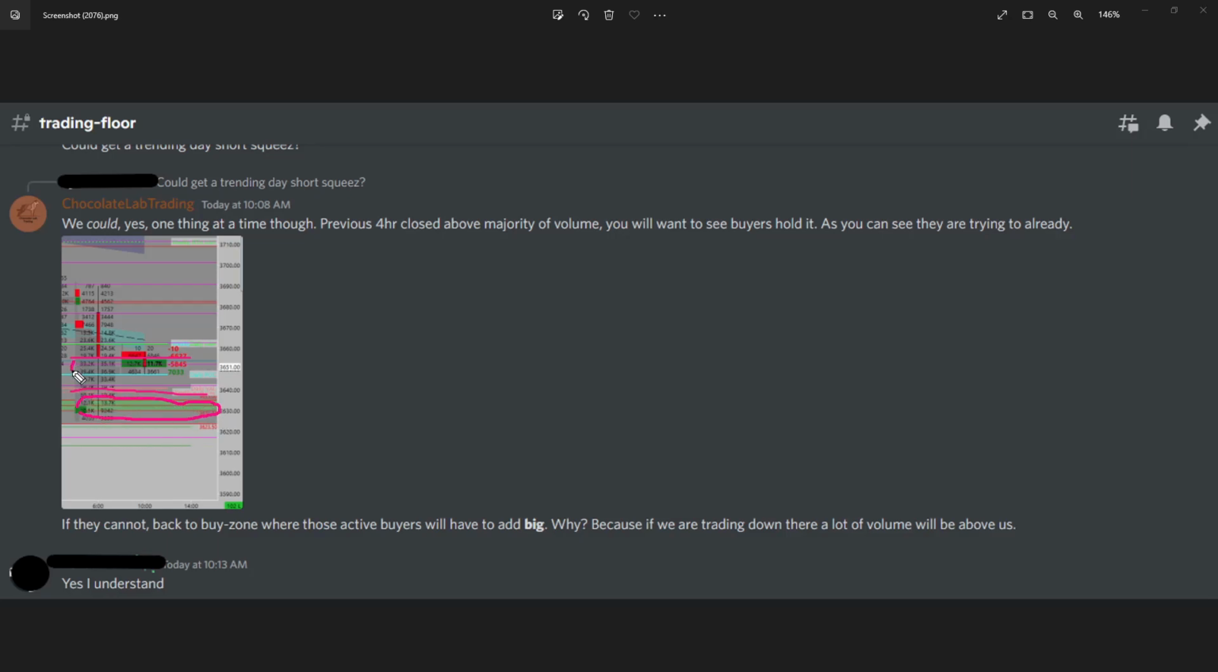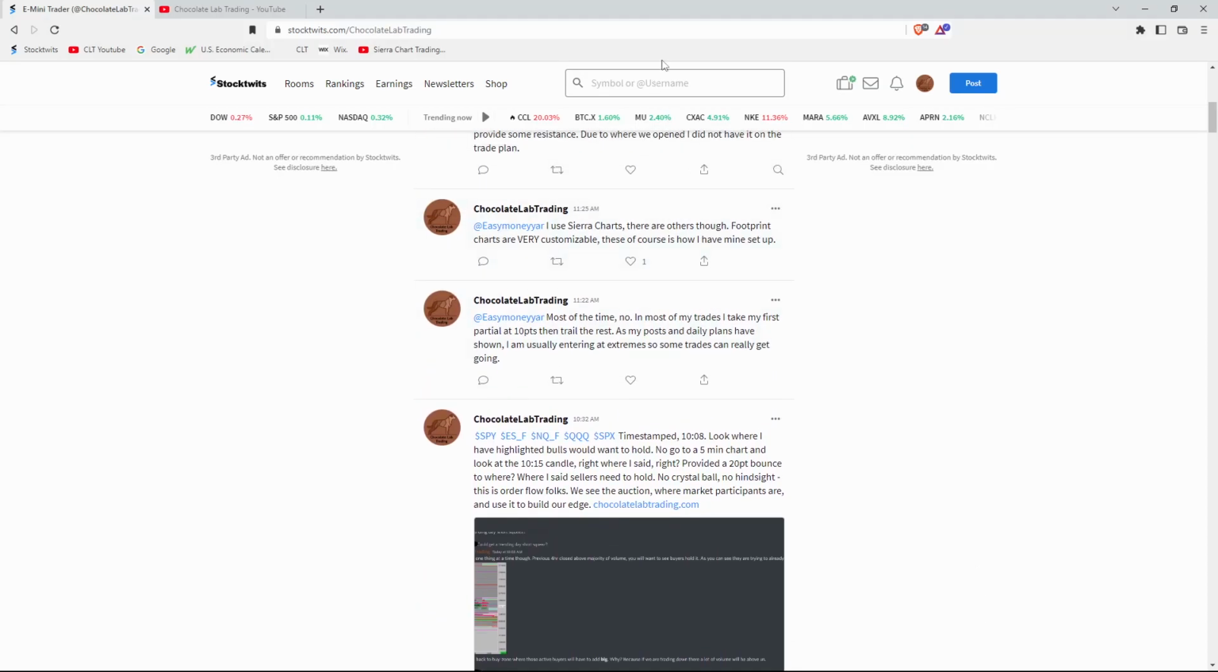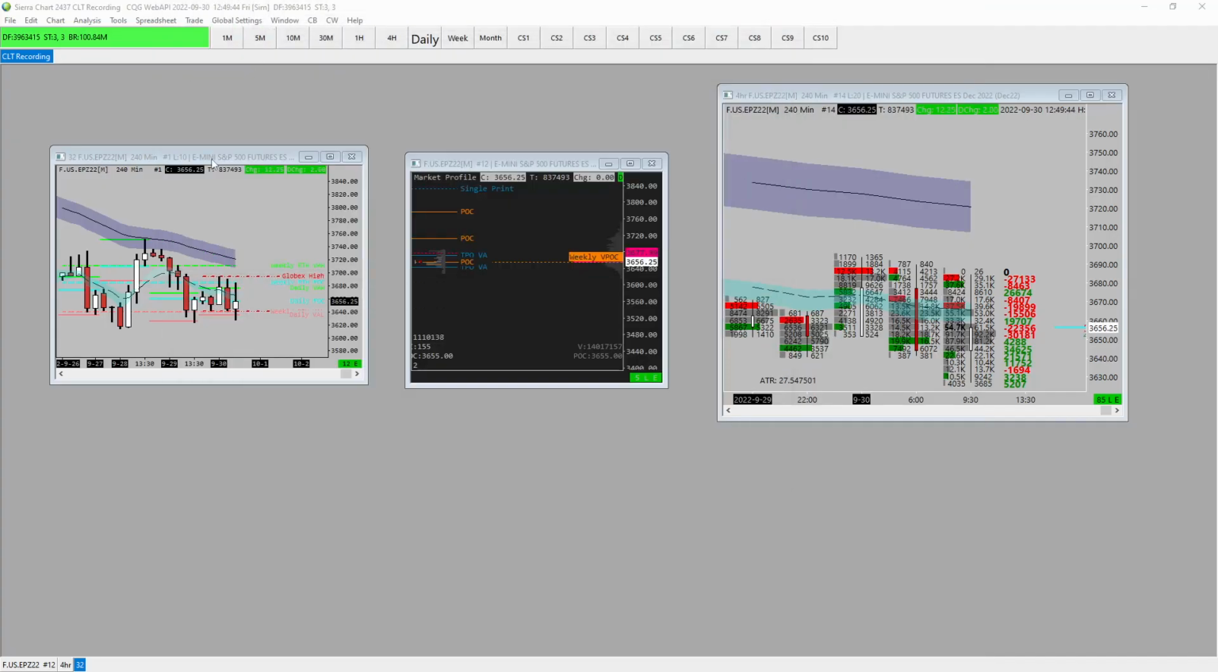Why? Because we'll have so much volume trapped up here that for them to overwhelm all the selling pressure above, they'll have to add a lot. So that was at 10:08, and did I post the candlestick chart? Let's go.